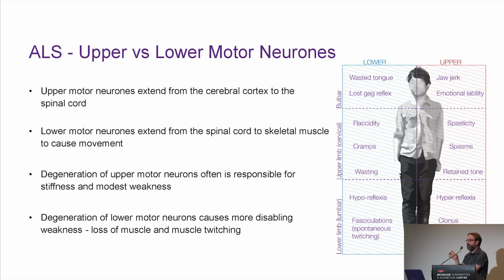So MND involves both the upper and lower motor neurons, and the disease symptoms are quite variable across people, and it can have a bit to do with which motor neurons are being affected and in which region of the body. The upper motor neurons are more responsible for symptoms of stiffness and a little bit of weakness, but the lower motor neurons are really the neurons responsible for the more disabling weakness, and result in loss of muscle mass and muscle twitching.